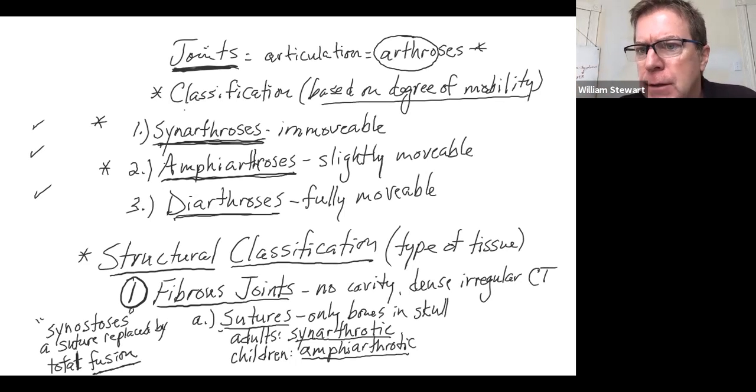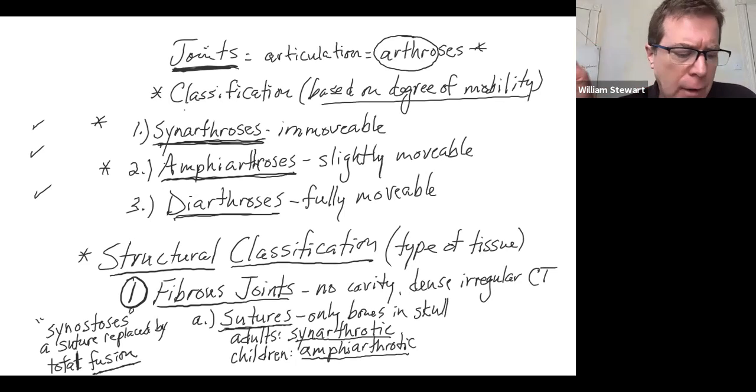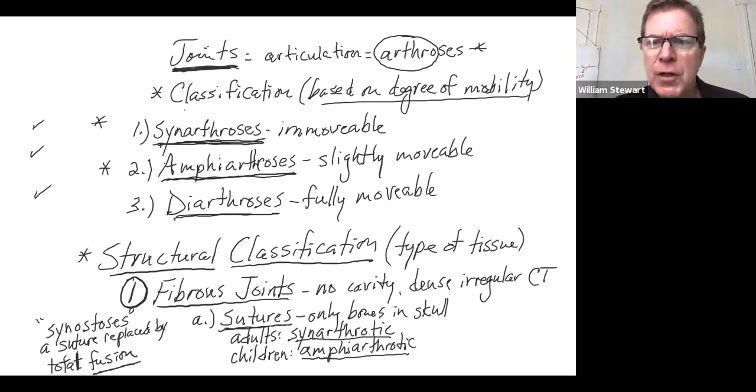Technically, sutures in the skull, you can see the seams. They remain a tight fibrous joint, immovable, even in adults. All right, let's move on. So that's the first type of fibrous joint, a suture.